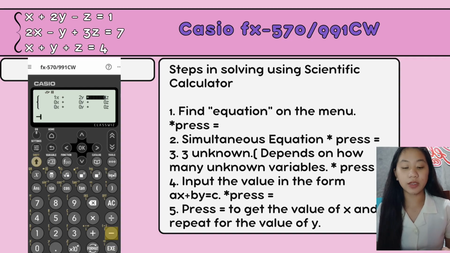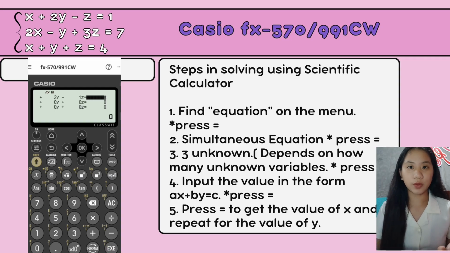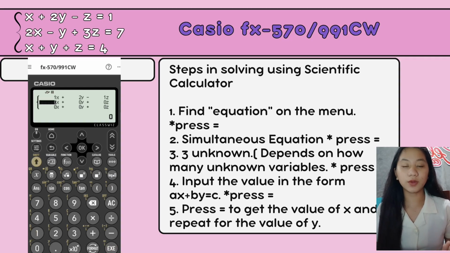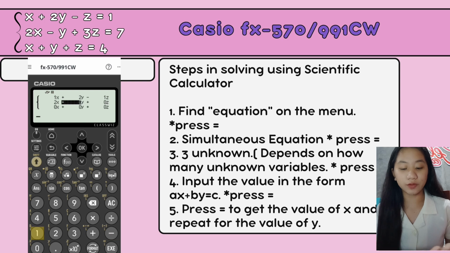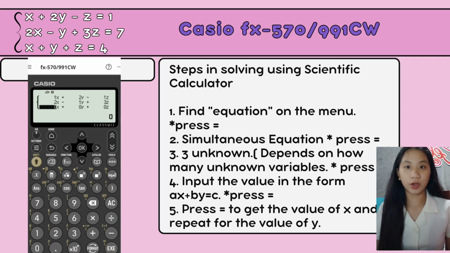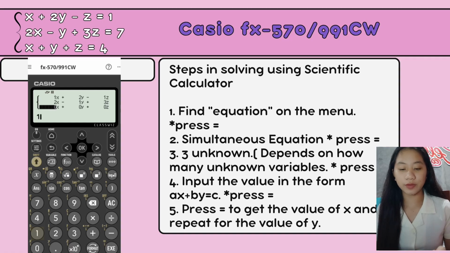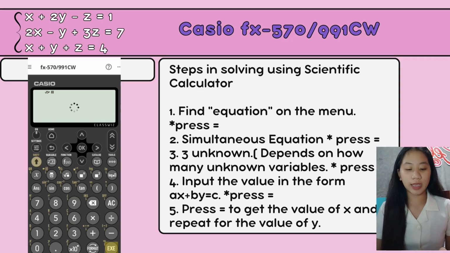So we have the first value of x, which is 1, so 1 equals, 2y equals, negative z, so negative 1 equals, 1 equals. And then the second one, we have 2x, so 2 equals, negative y, which is negative 1, equals, 3z, so 3 equals, 7 equals. So we have x plus y plus z equals 4, so therefore we have 1 equals, 1 equals, 1 equals, and 4 equals.